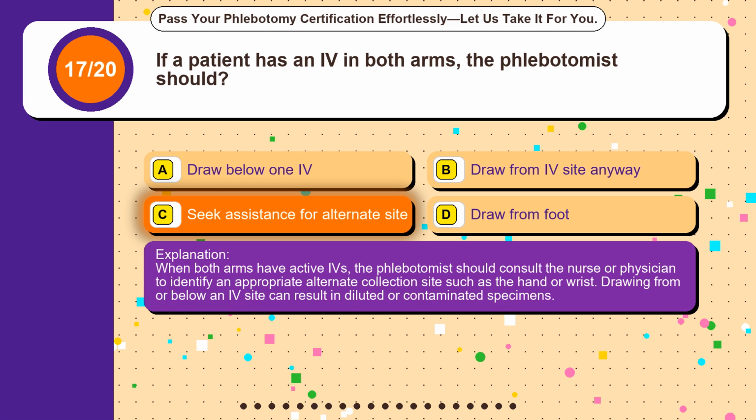When both arms have an active IV, the phlebotomist should consult the nurse or physician to identify an appropriate alternate collection site such as the hand or wrist. Drawing from or below an IV site can result in diluted or contaminated specimens.